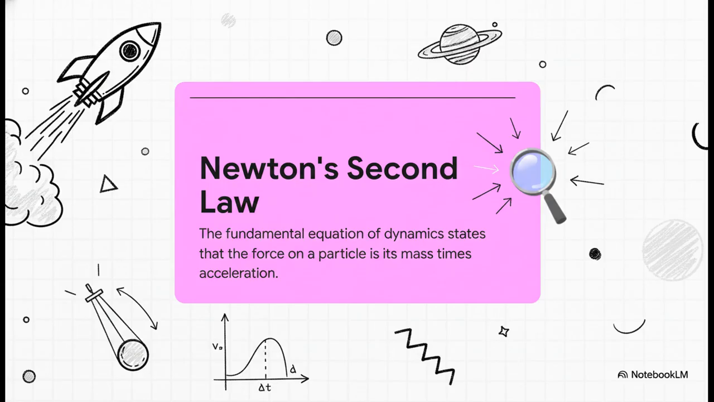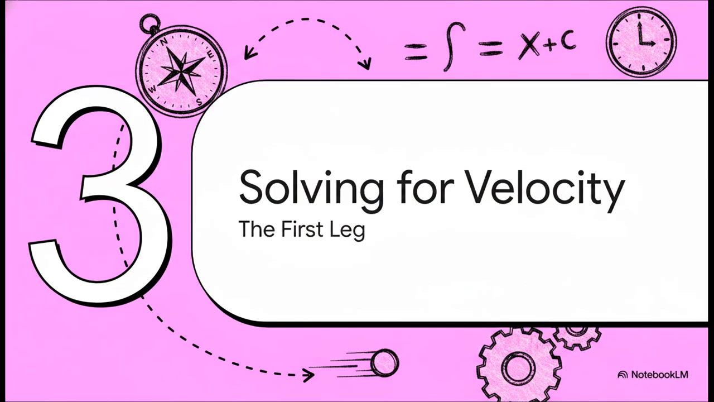This is the absolute bedrock of mechanics. We're going to use the calculus version here, F equals m times dv over dt, because it's the perfect tool. It directly connects the force we know to the change in velocity we want to find. All right, compass in hand, we're ready to start.